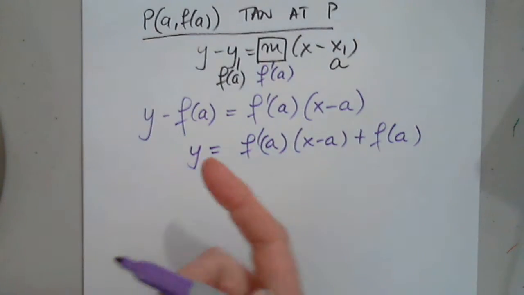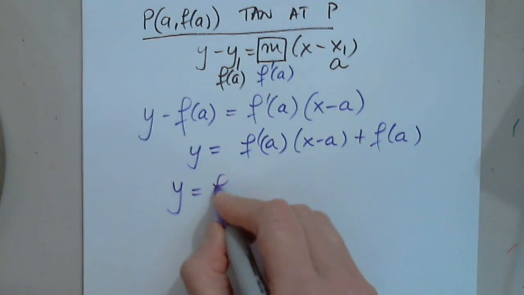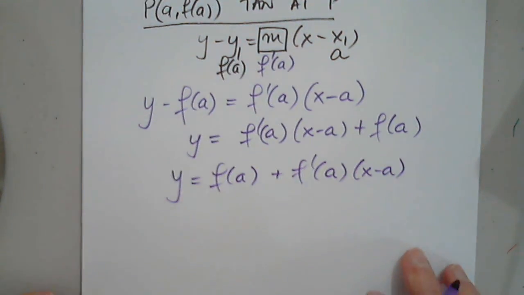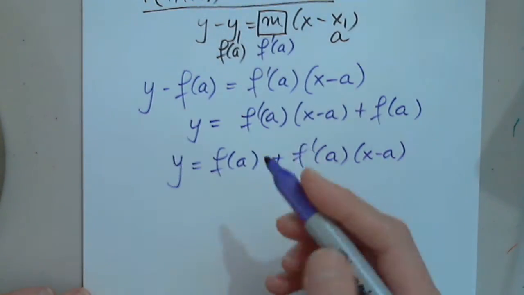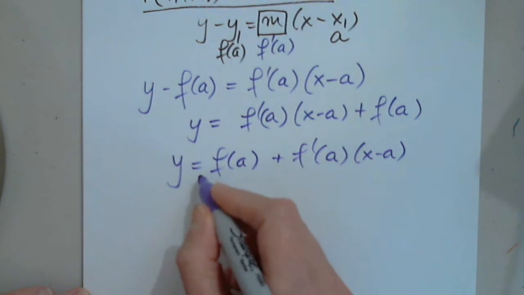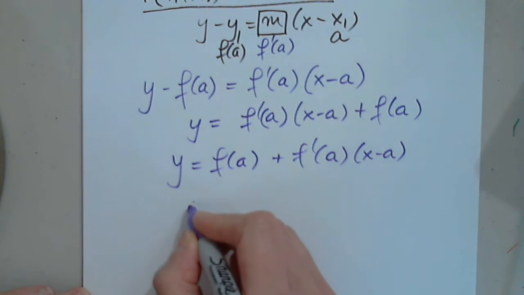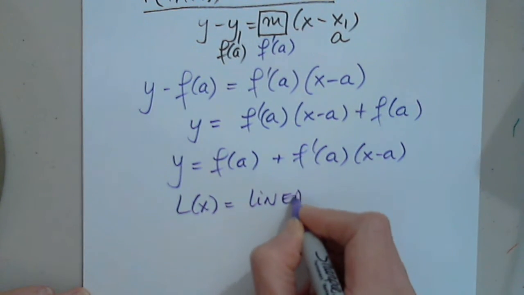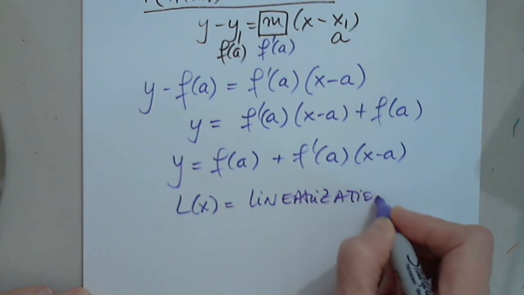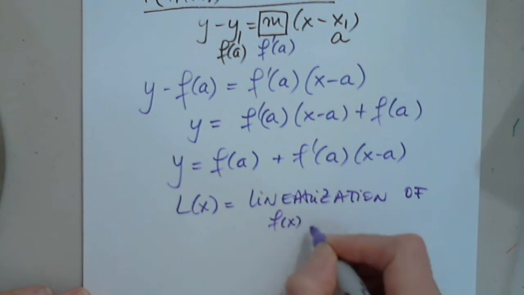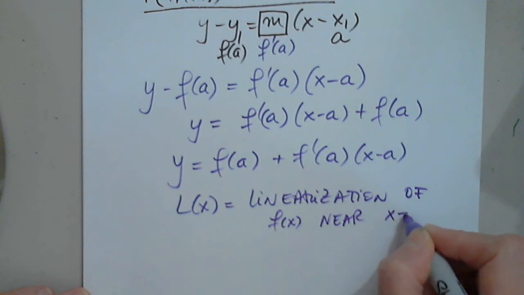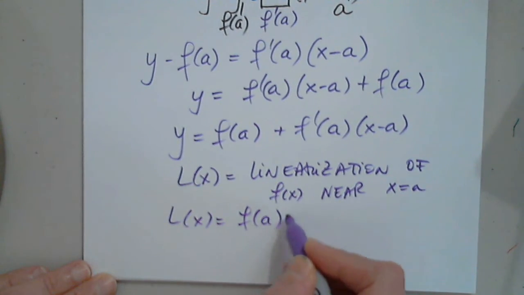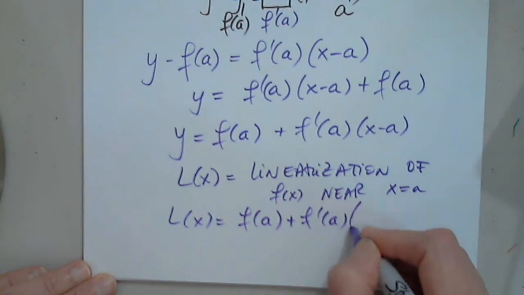It can also be written, we like it like this, however, f of a plus f prime of a, x minus a. This is what is called a linear approximation, so I can write it as approximate. Also, L of x is called the linearization of f of x near a, x equals a. And this is L of x, f of a plus f prime of a times x minus a.